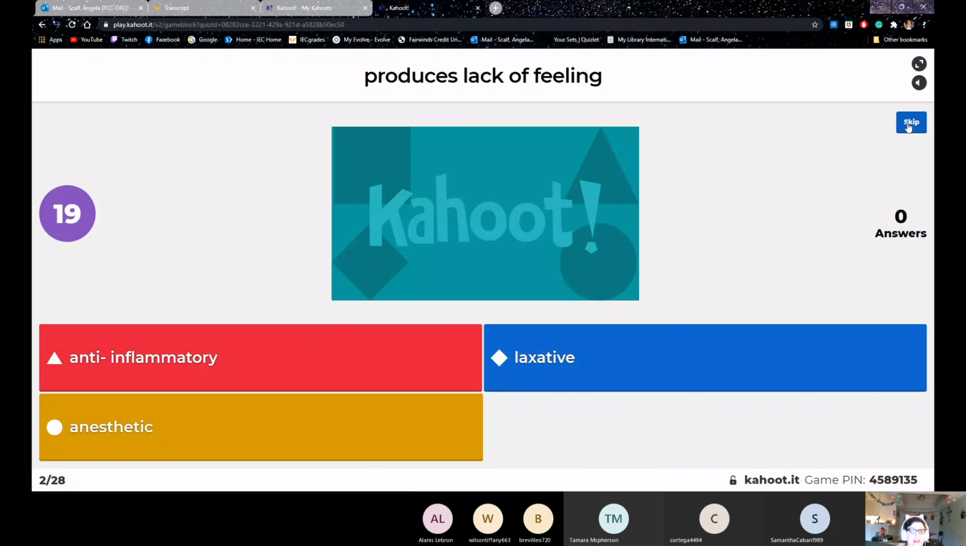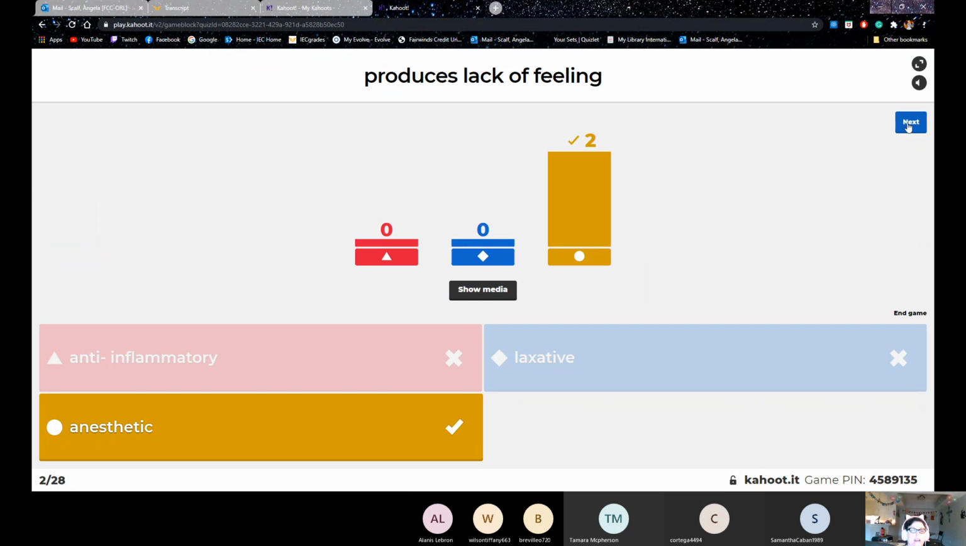Produces a lack of feeling. This would be something that they would give you. Good, an anesthetic. Name one. This is tough. Yeah, that is tough. Have you ever had stitches? Have you ever gone to the dentist and had dental work? Yes. And what did they inject in your mouth? Do you remember? I don't ask. I'm like, get it over with.